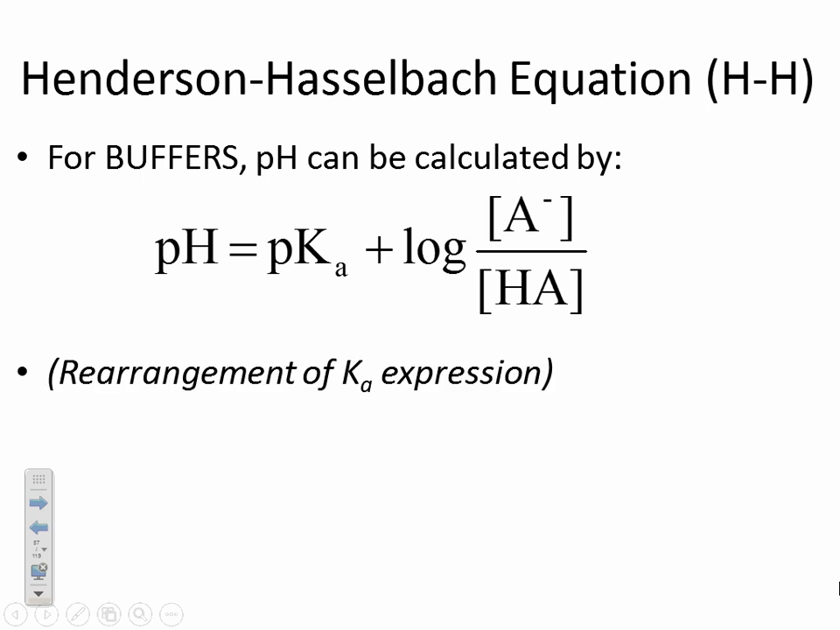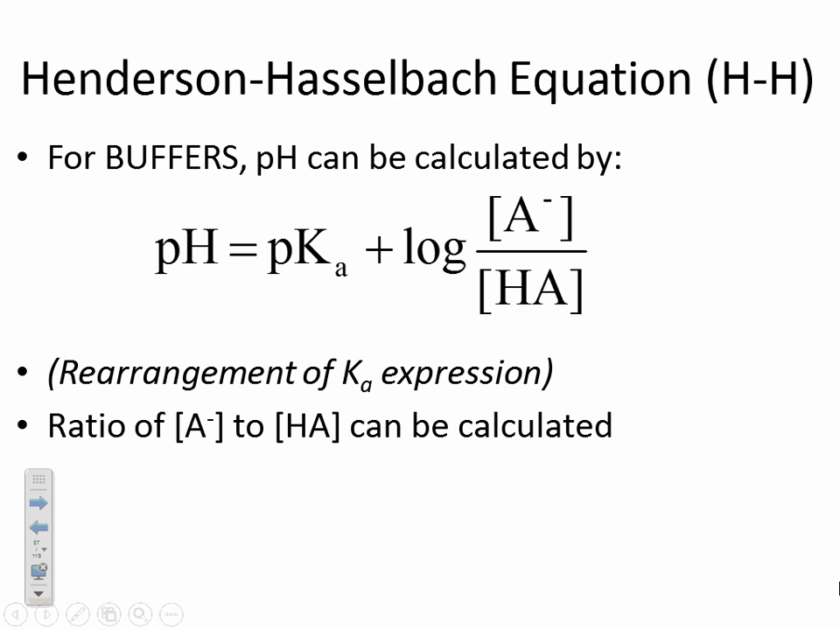The Henderson-Hasselbalch equation just comes straight from a rearrangement of the Ka expression. That's really all it comes from. If you take the Ka expression, rearrange it a little bit, and start taking negative logs of things, because you've got pH and you've got pKa, which are just the negative log of H plus and the negative log of Ka, that's really all. So this comes directly from the equilibrium expression.